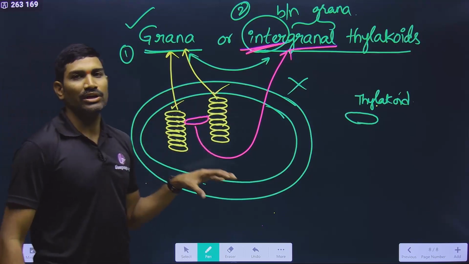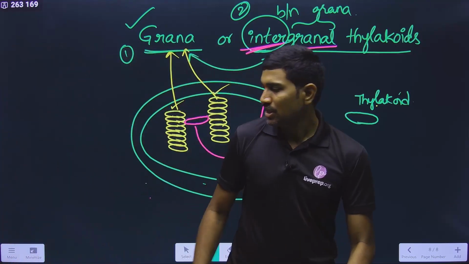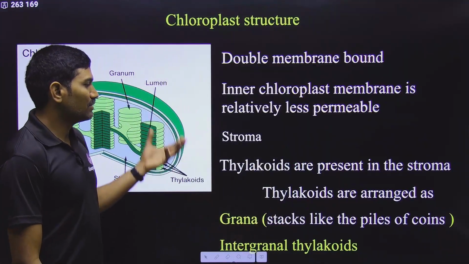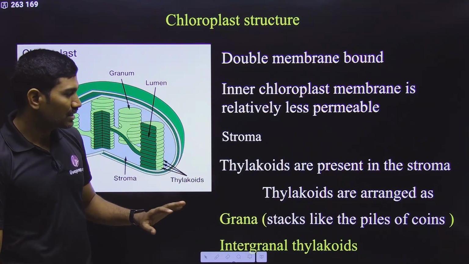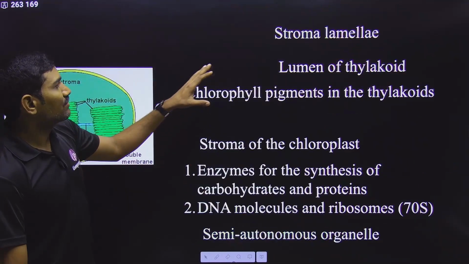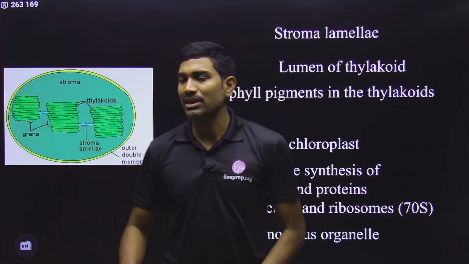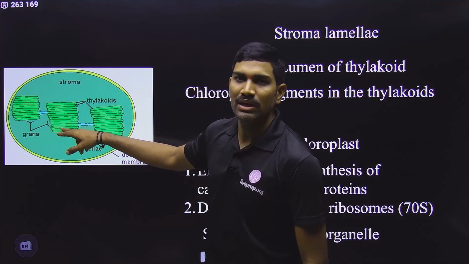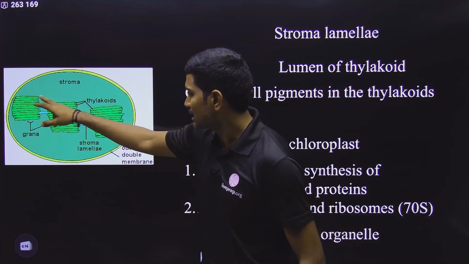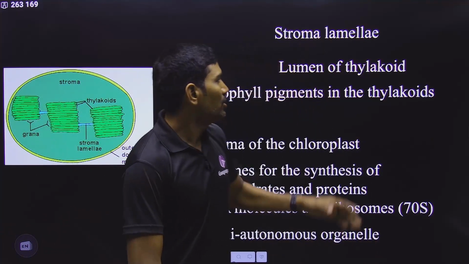So this is what the point is. Don't make a mistake here. Clear? And after this we are talking about the stroma lamella. There are some extensive membranous tubular structures that are connecting different grana. They are called stroma lamella.